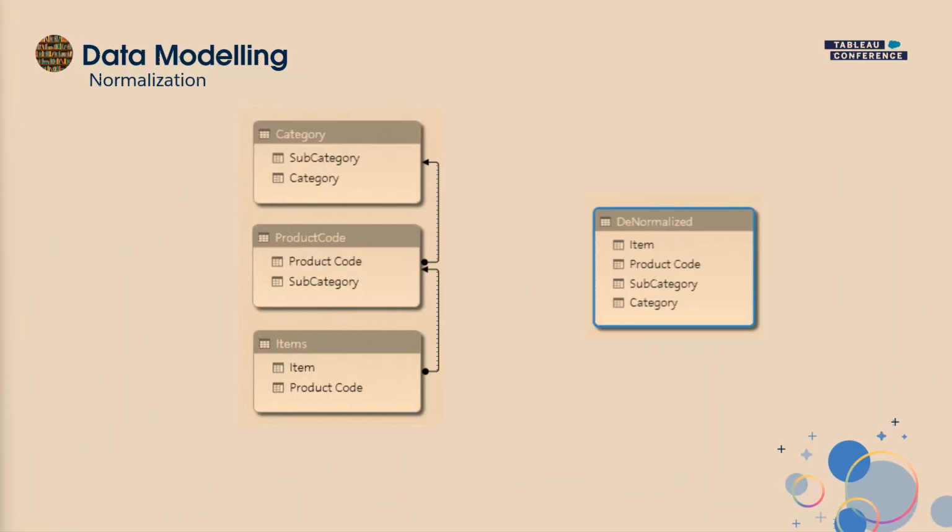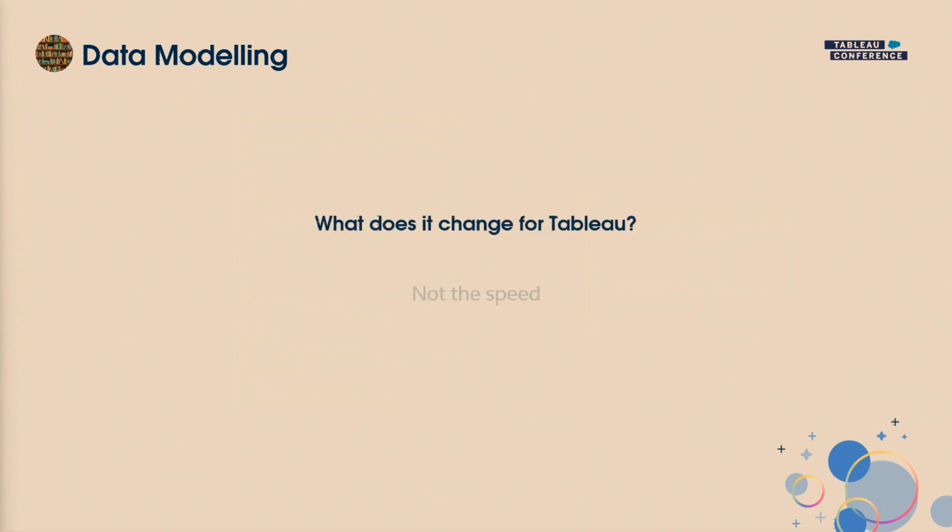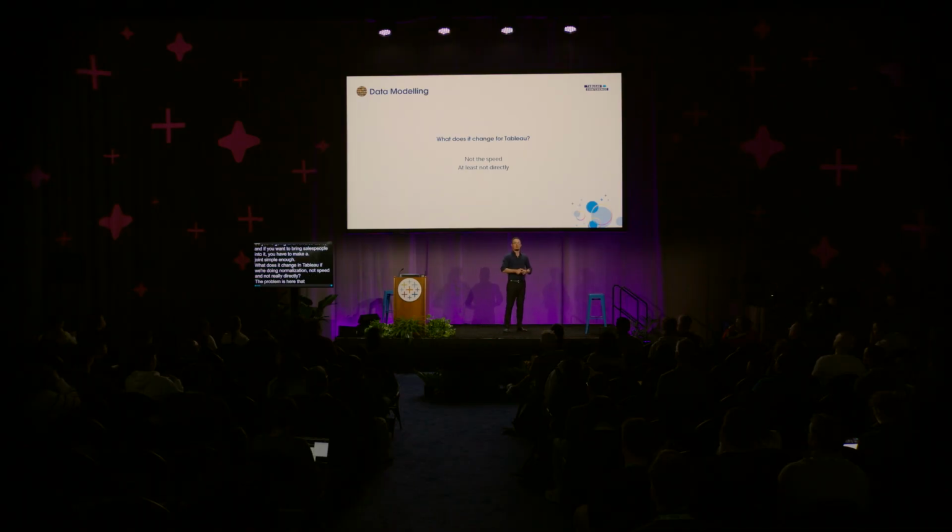Normalized, think about the normal way, is the one where we split it into different tables. So you go to an invoice table, and if you want to bring salespeople into it, you have to make a join. Simple enough. What does it change in Tableau if we're doing normalization? Not speed, and not really directly. The problem is that you might do it the wrong way.